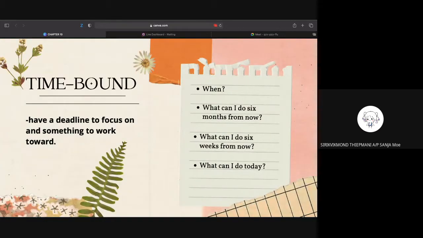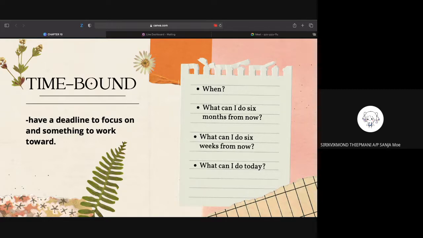For number five, time-bound. Every goal needs a target date, so that you have a deadline to focus on and something to work toward. This part of the SMART goal criteria helps to prevent everyday tasks from taking priority over your short-term goals.